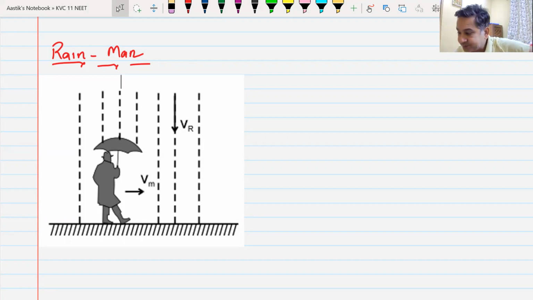Do we see this? So there could be two questions asked. The first question is, what is the velocity of rain with respect to man? Both these velocities that you see, the green velocity, the velocity of man, and the red velocity, the velocity of rain, are given with respect to ground. Do we understand this?